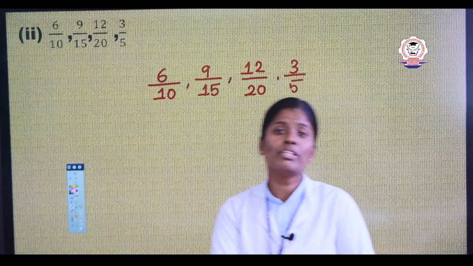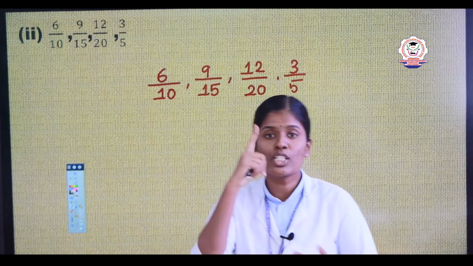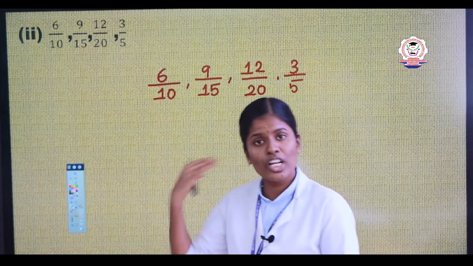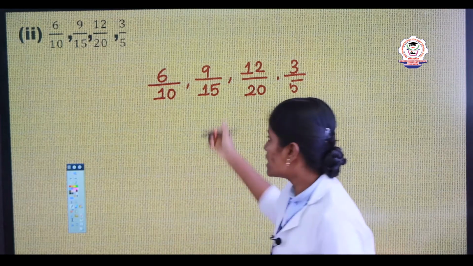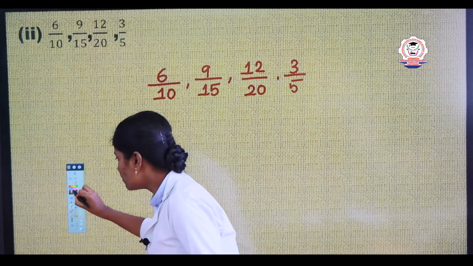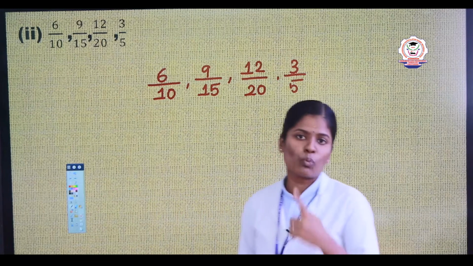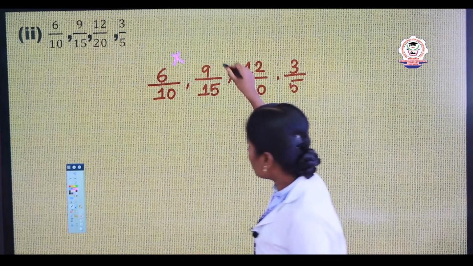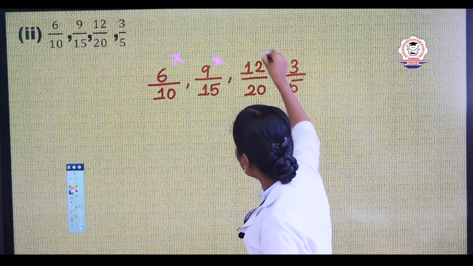So lowest term means we need a common factor as 1. So listen here, first you are going to find the factors of 6, next you are going to find the factors of 10. So here we won't get a common factor of only 1. So this is not a lowest term, just you check in your home itself. Next 9 by 15 also not, 12 by 20 also not.